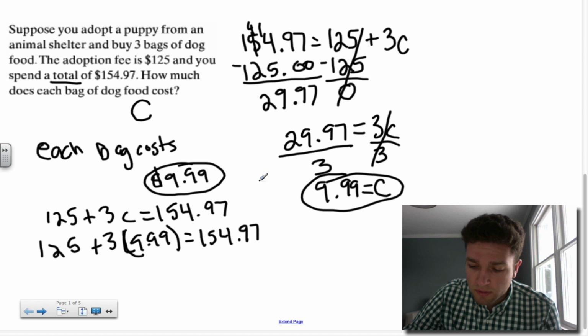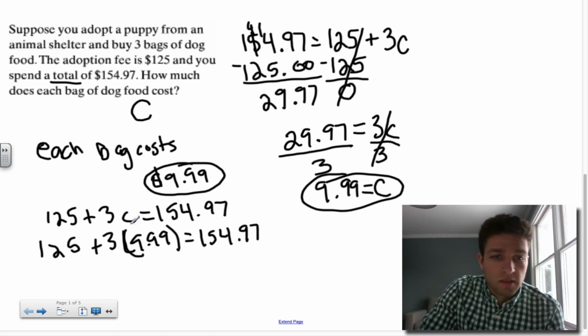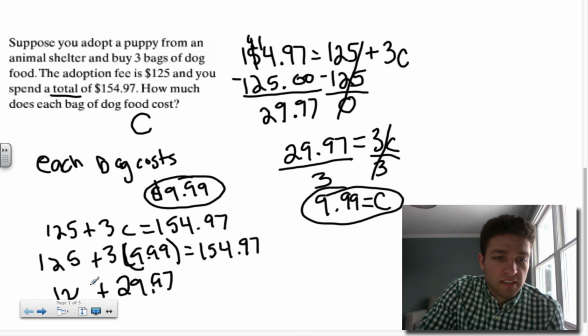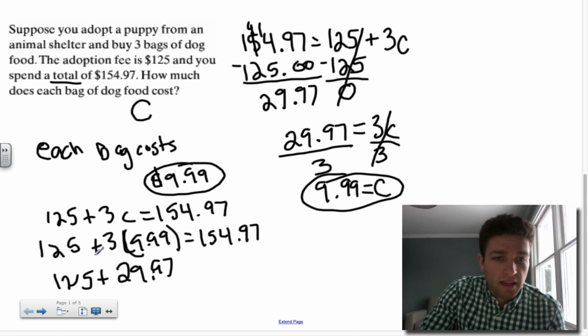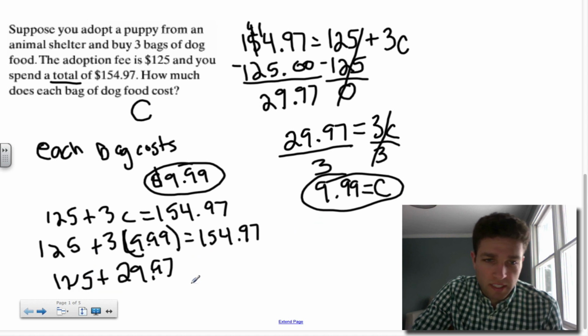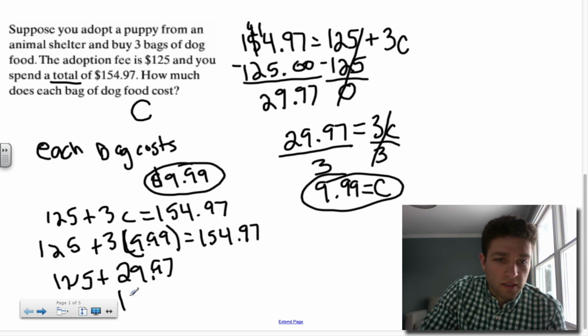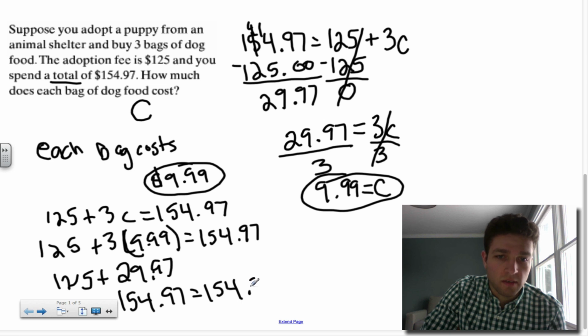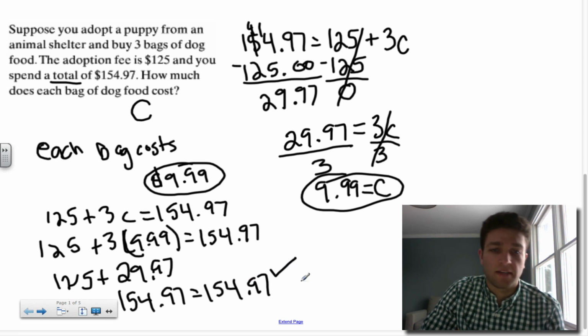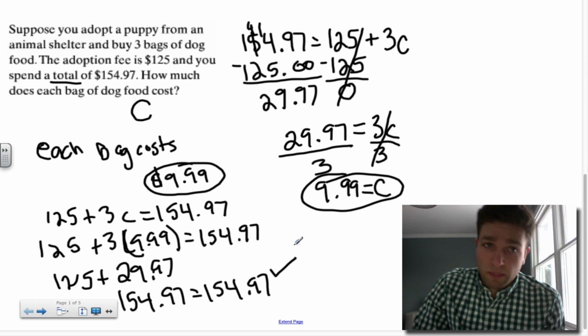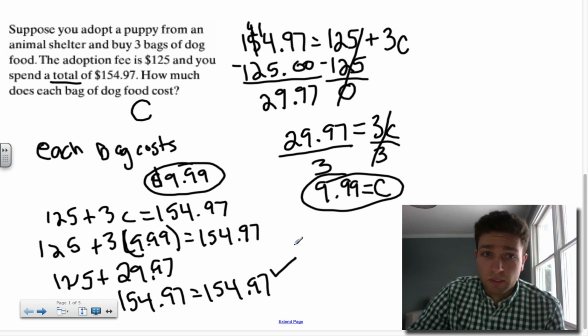9.99 times 3 is my first step, and that's 29.97. Now hopefully when I add 125 to that, I get 154.97, so plus 125, and we are correct. 154.97, which is equal to the other side of the equation, 154.97. It all checks out. That is solving two-step equations, and even coming up with one from a word problem.